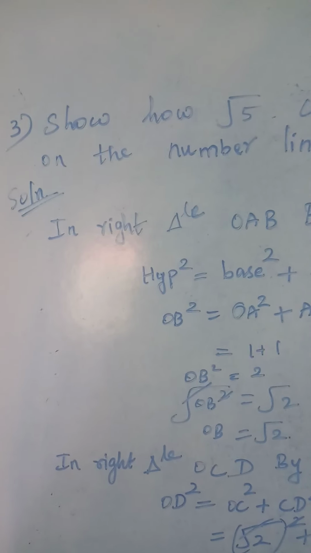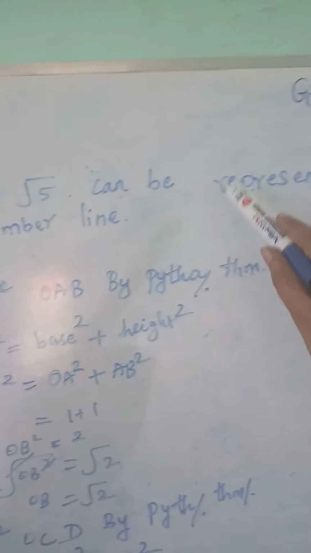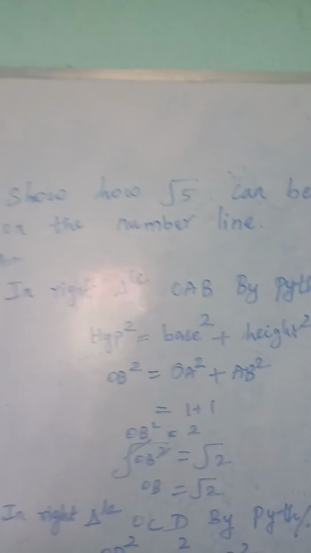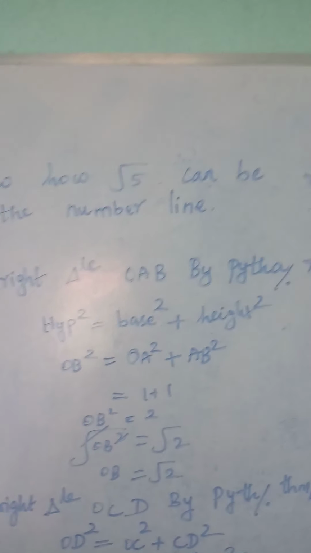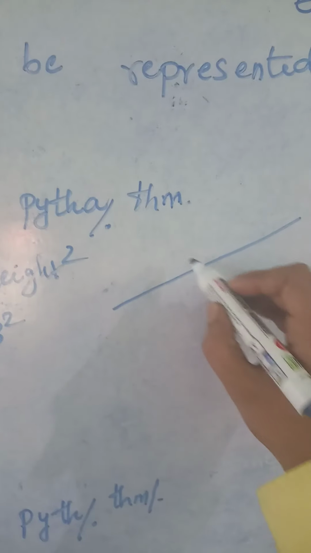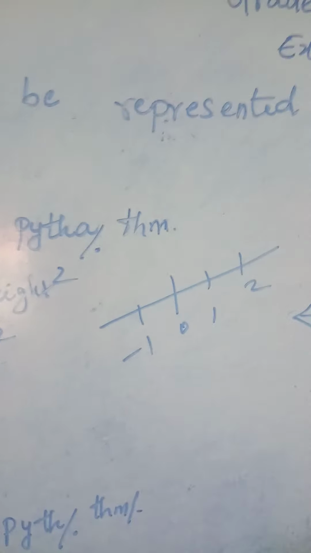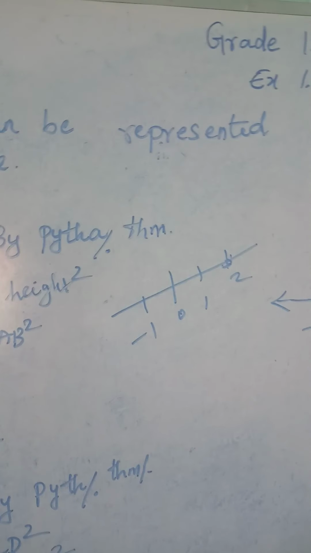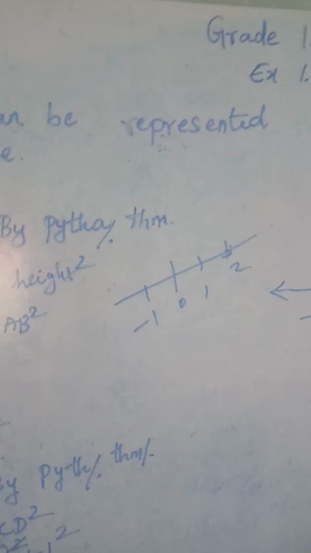Going to solve third question, children. Show how root 5 can be represented on the number line. How are we going to represent root 5 on the number line? Okay, children, if anybody asks you to represent 2 on the number line, what will you do? You will mark it here, isn't it? So that is easy. But now they are asking in the question to represent root 5 on the number line.